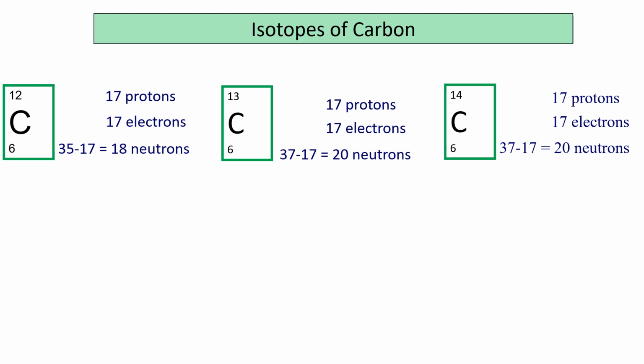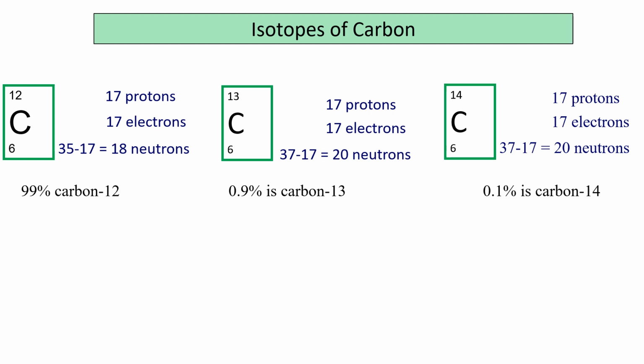Their abundance is important for working out the relative atomic mass. So in fact, carbon-12 has a 99% abundance, carbon-13 0.9%, and carbon-14 is not very common or abundant at all at 0.1%. So let's show mathematically why the periodic table has a relative atomic mass number of 12.